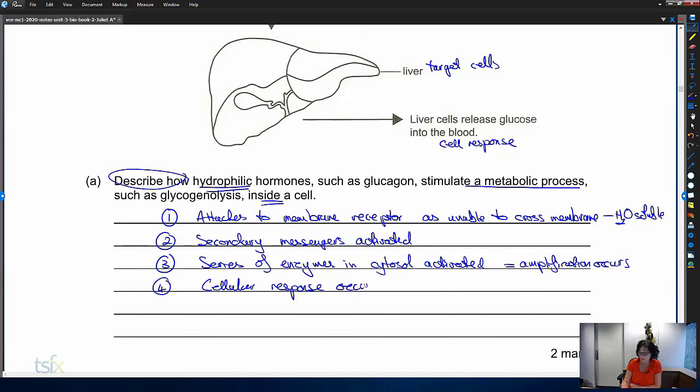occurs, because you have to talk about a metabolic process, e.g. glycogen converted to glucose, something like that. So I know it's worth 2 marks, but you needed to talk about reception, transduction, response. And the transduction here has 2 parts to it. RTR has 2 parts to it.